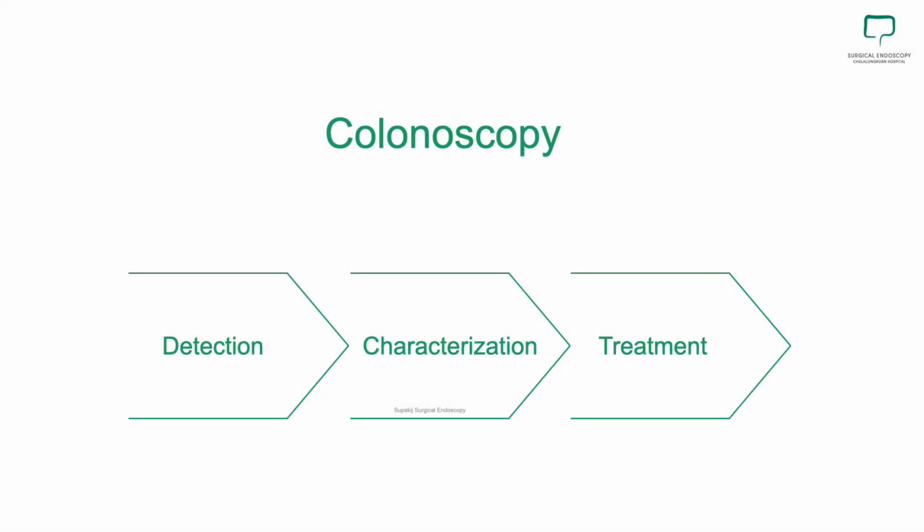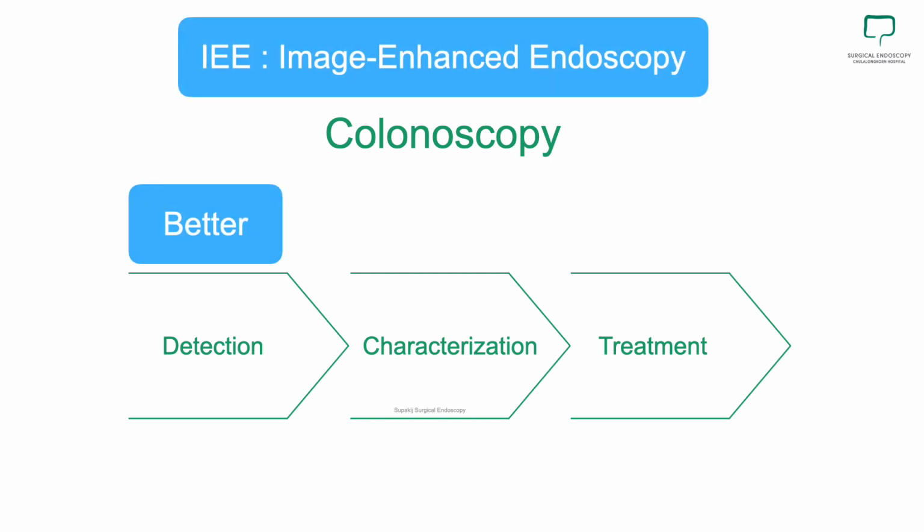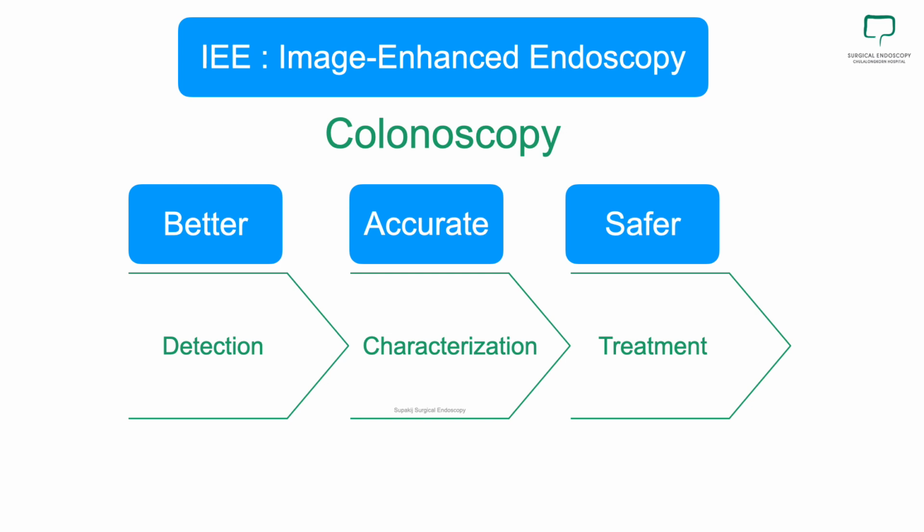Colonoscopy can detect lesions that need to be removed, and we need to characterize them to choose the appropriate treatment for each lesion we find. With the power of image-enhanced endoscopy, we can get better detection, as I showed you earlier. Not only detection, we can get accurate characterization and greater safety during treatment.